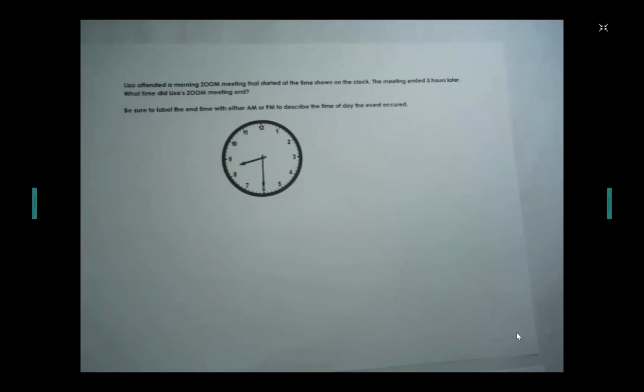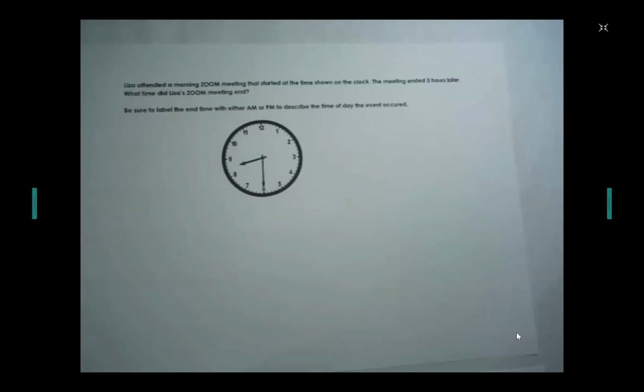So now let's take a look at a problem I have here. It says, Lisa attended a morning Zoom meeting that started at the time shown on the clock. The meeting ended 3 hours later. What time did Lisa's Zoom meeting end? Be sure to label the end time with either AM or PM to describe the time of day the event occurred.